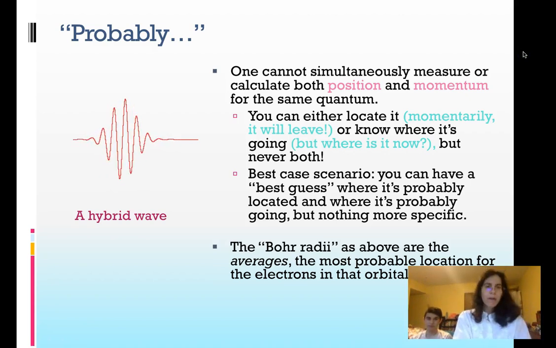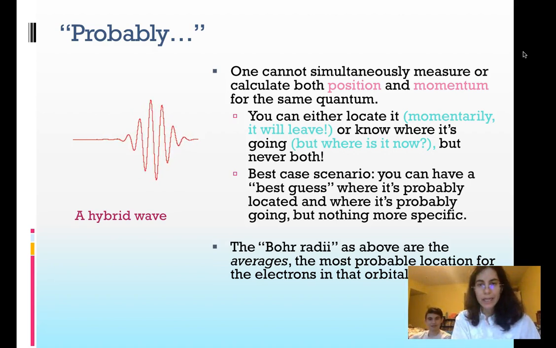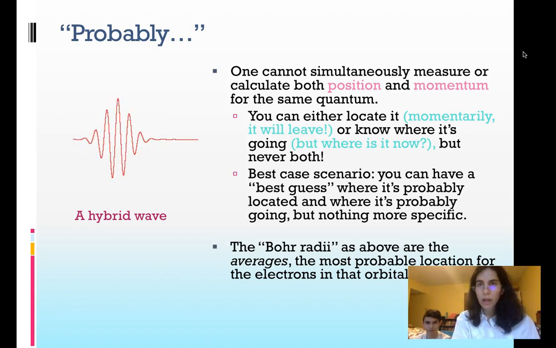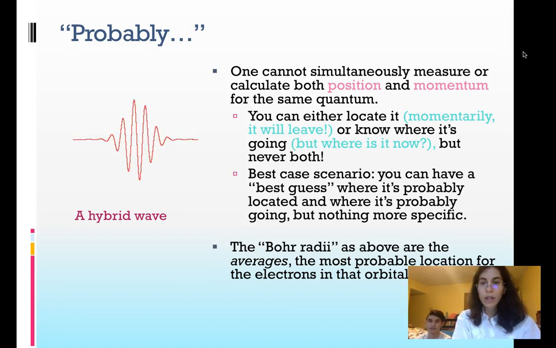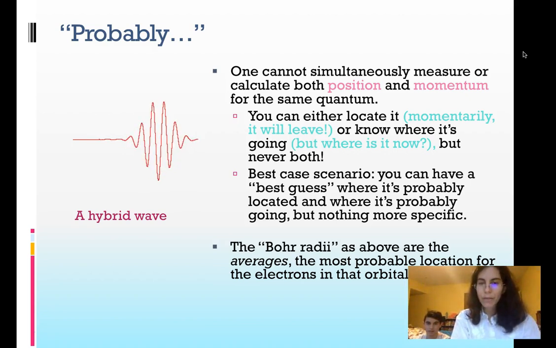Heisenberg says, look, the best you can hope for if you're dealing with waves is going to start with the word "probably." Heisenberg puts it into math and says, look, E equals hf, p equals hc over lambda. You cannot measure both position, that's where is it, and momentum, which is directly proportional to frequency, just like energy is, for the same quantum. You can either locate it for this moment, notice it's not going to be there a few seconds from now, or know where it's going. Where is it now? No clue, but you definitely know where it's going, but never both.